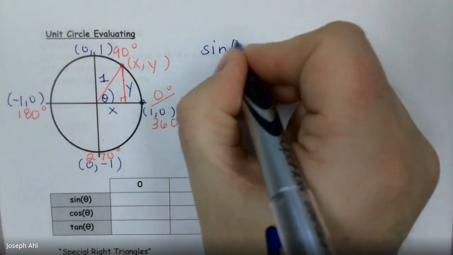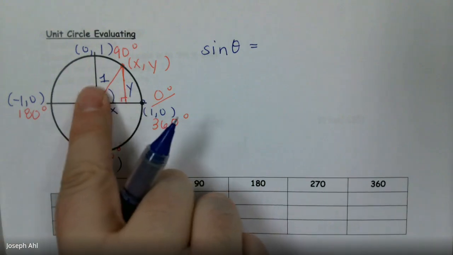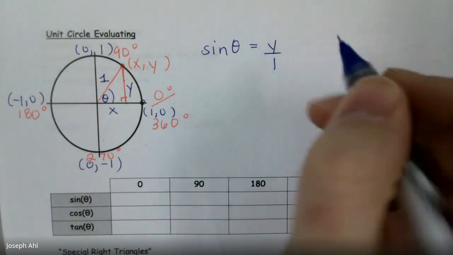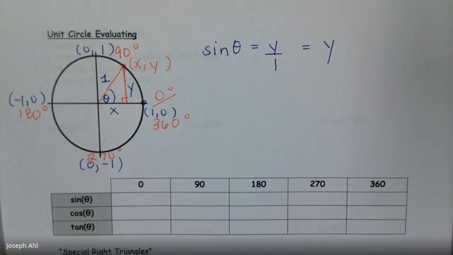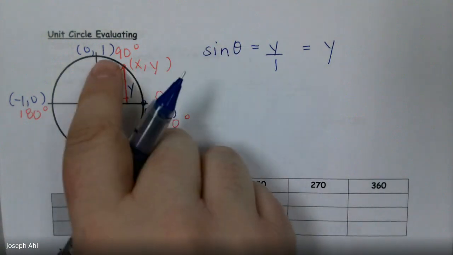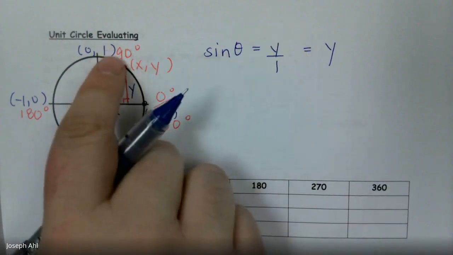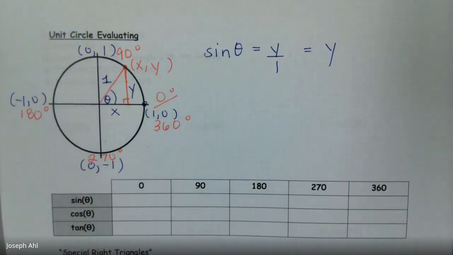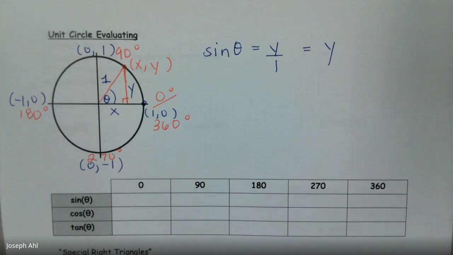So for example, if we evaluate sine of theta right now, sine of theta would be opposite over hypotenuse, which is y over 1. So very simply stated, sine theta is the y value of the corresponding point on the unit circle, which means that if I said, what's sine of 90 degrees, which is up here, sine of 90 corresponds with the y coordinate of this point on the unit circle. Sine of 90 would be 1. We'll fill that in the table below in a second.